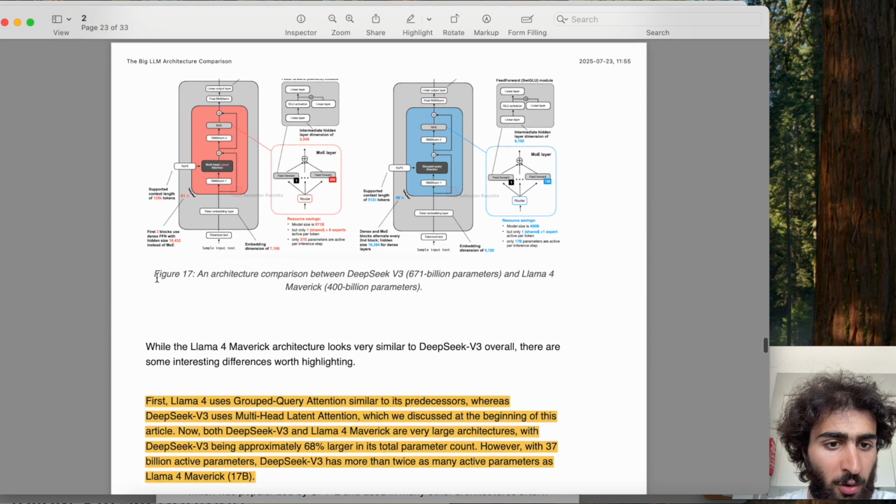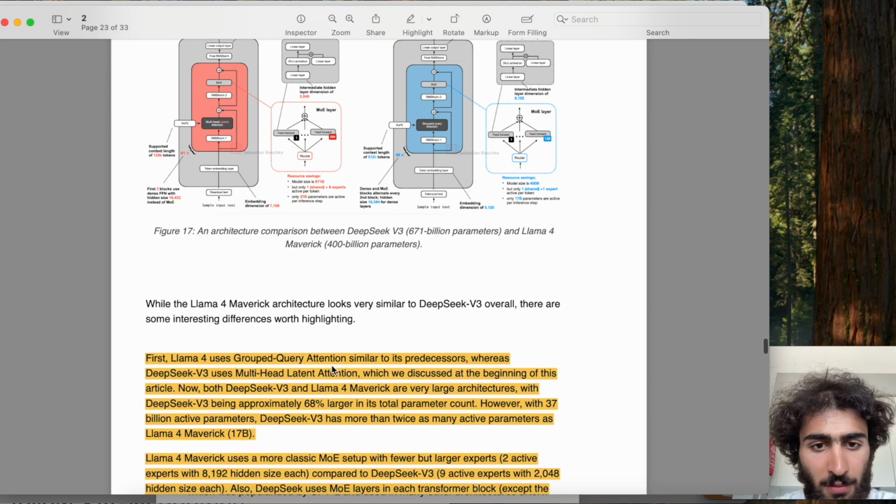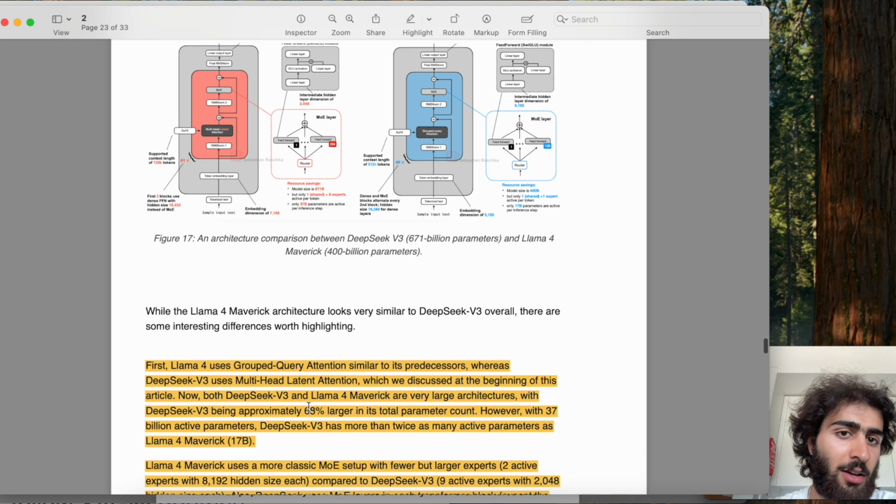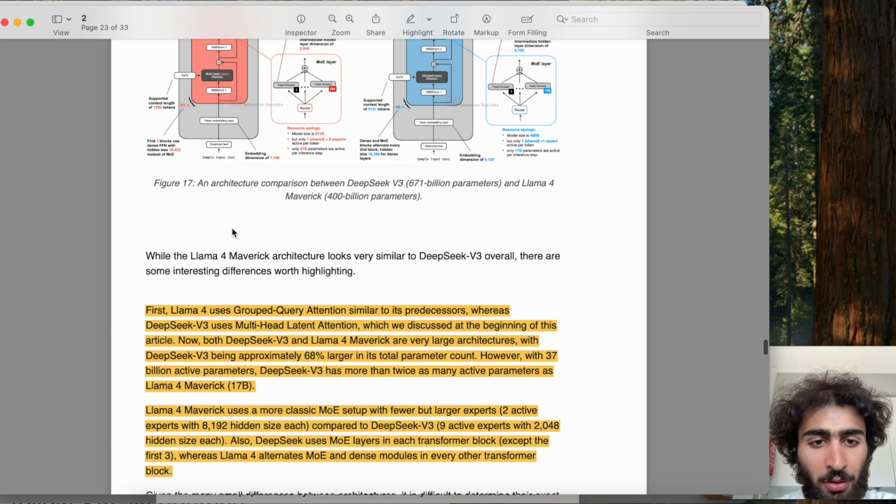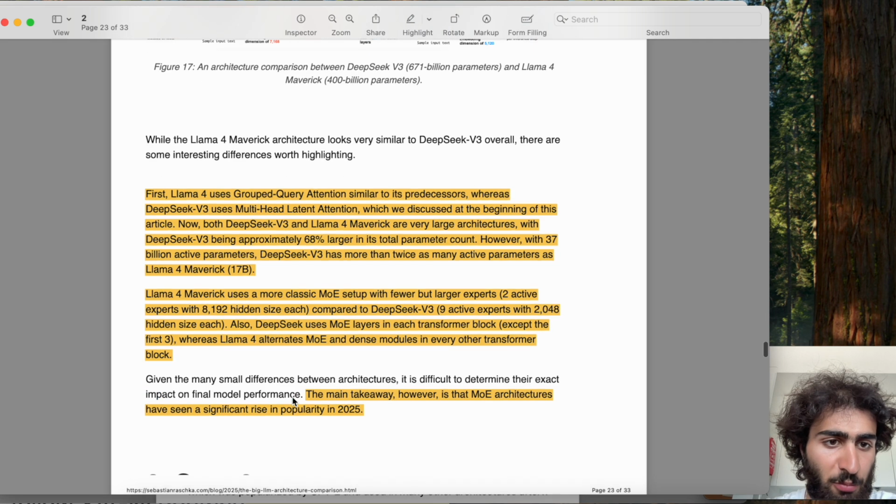So first of all, Llama 4 uses grouped query attention, which is similar to its predecessors, whereas if you compare it to DeepSeek v3, we have the multi-head latent attention. And they're both very large, with DeepSeek v3 having 671 billion total parameters and Llama 4 having 405. But when we look at the active parameters, DeepSeek v3 has almost twice as many, as opposed to 17 billion active parameters for Llama 4. So it's actually still larger for DeepSeek in both instances, but the difference is larger when you look at the active parameters versus the total parameters, because it's 68% larger in the total parameter count, but almost twice as large in the active parameter count.